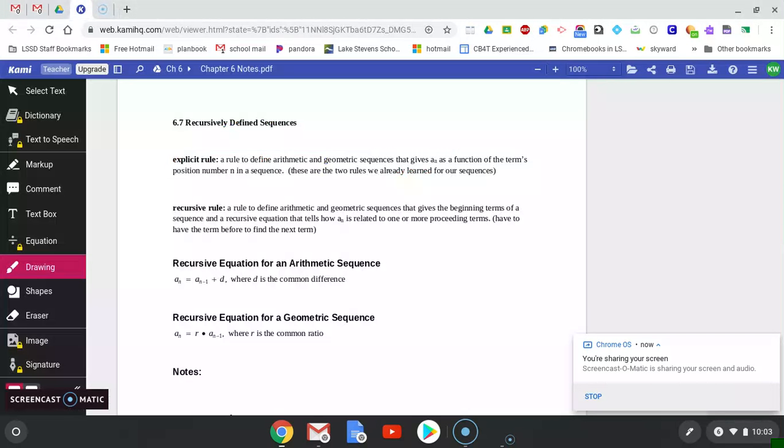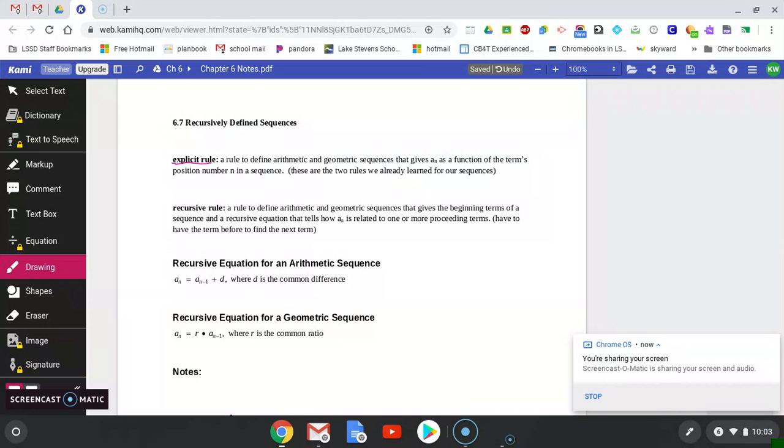Okay, so today we're starting 6.7, which is the last section in chapter 6, and it's on recursively defined sequences. So our first vocab word is an explicit rule. The explicit rule is the rules that we've already learned for both arithmetic and geometric sequences.